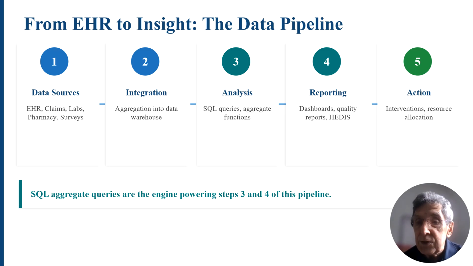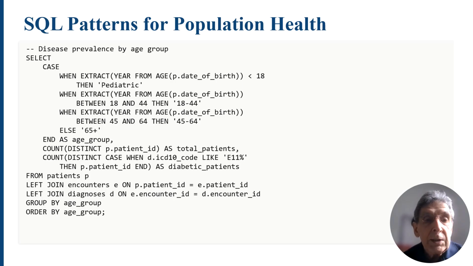And step 5 is action. The whole point of the pipeline is to drive interventions, to allocate resources, and change policies to improve outcomes. The key point is that SQL aggregate queries are the engine powering steps 3 and 4. Without the ability to write these queries, the pipeline stalls. Here's a concrete example. Let's look at this carefully, of a population health query using our xHealth database.